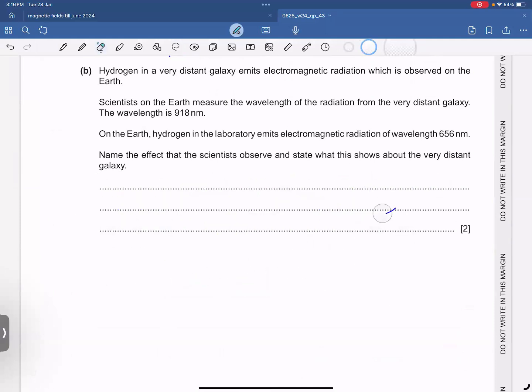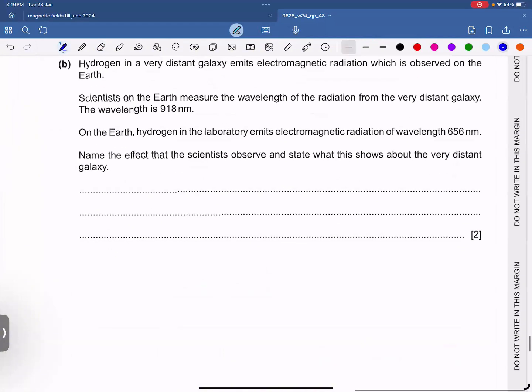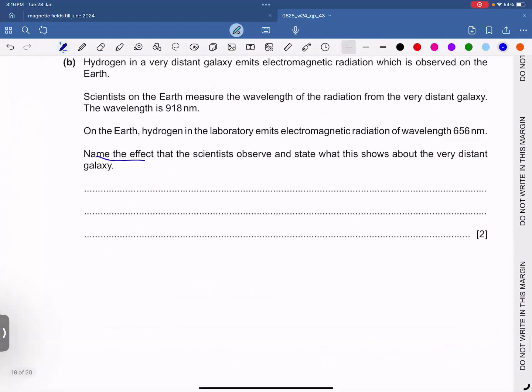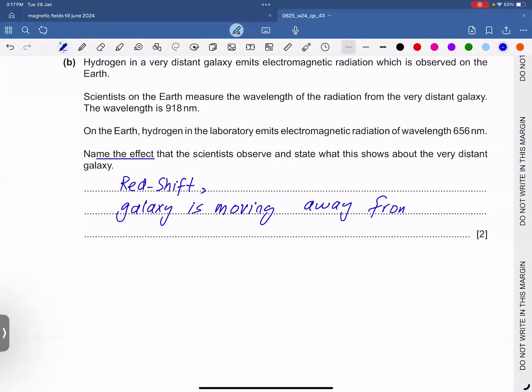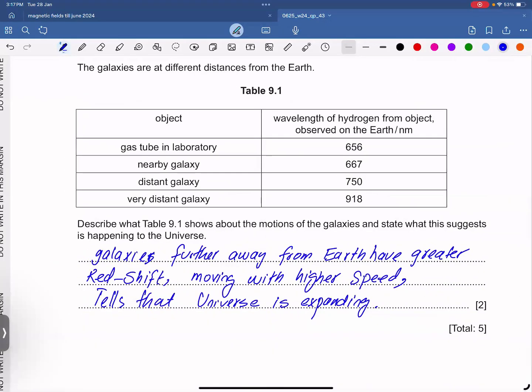And about this, we can write the basic answer, just the redshift. Okay, dear students? So here you will write, name the effect. This effect is just redshift. And the redshift tells you that the galaxy is moving away from Earth. Some have more redshift than others. The more the redshift, the further away, meaning more speed. So that's what I told you, the universe is expanding.